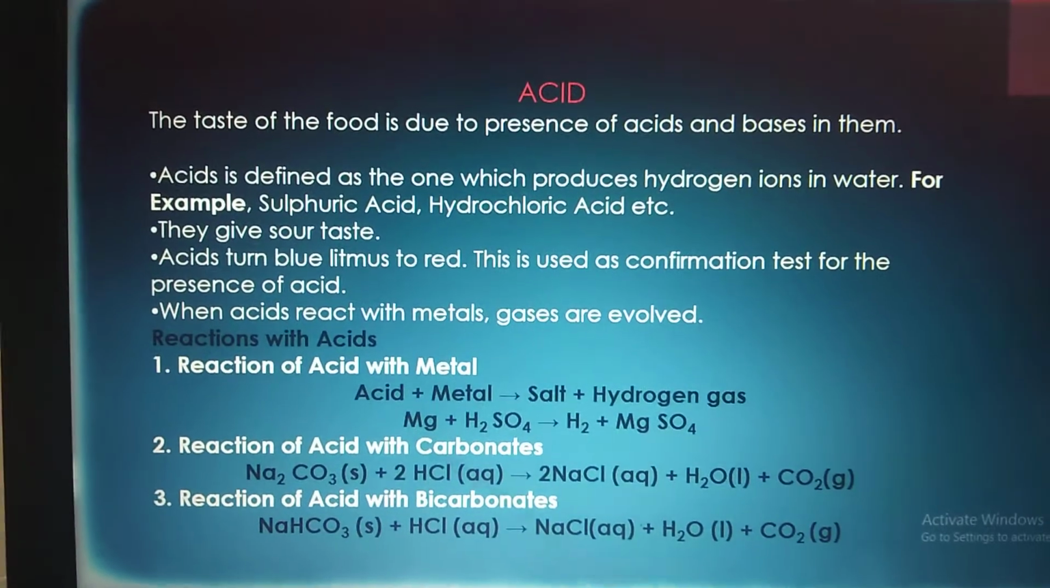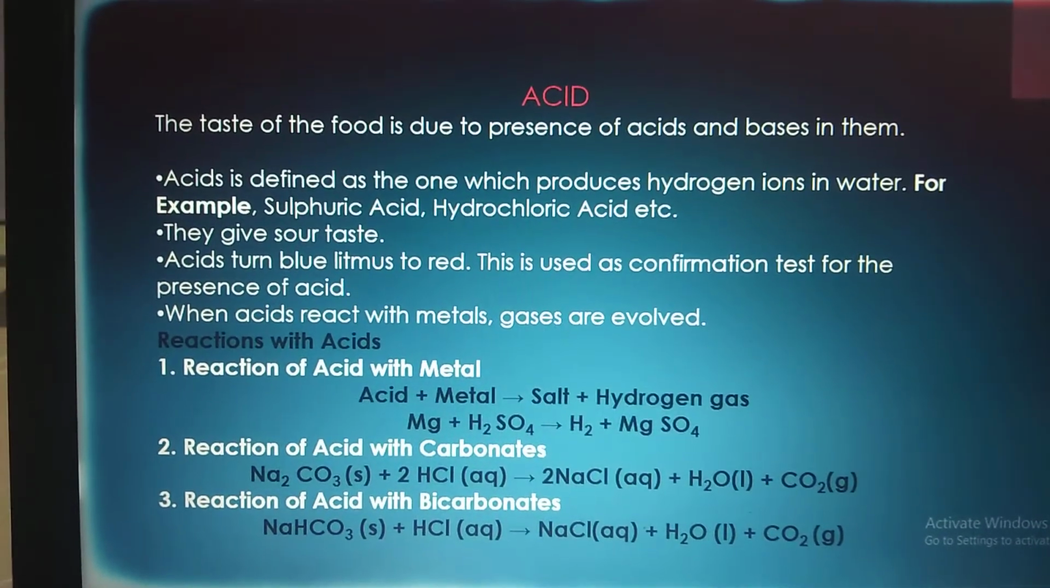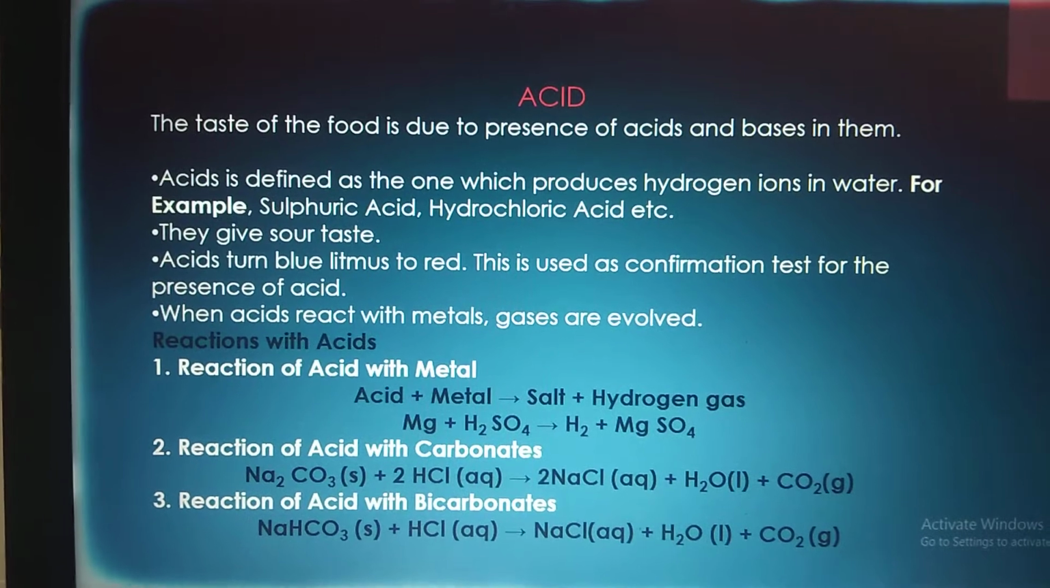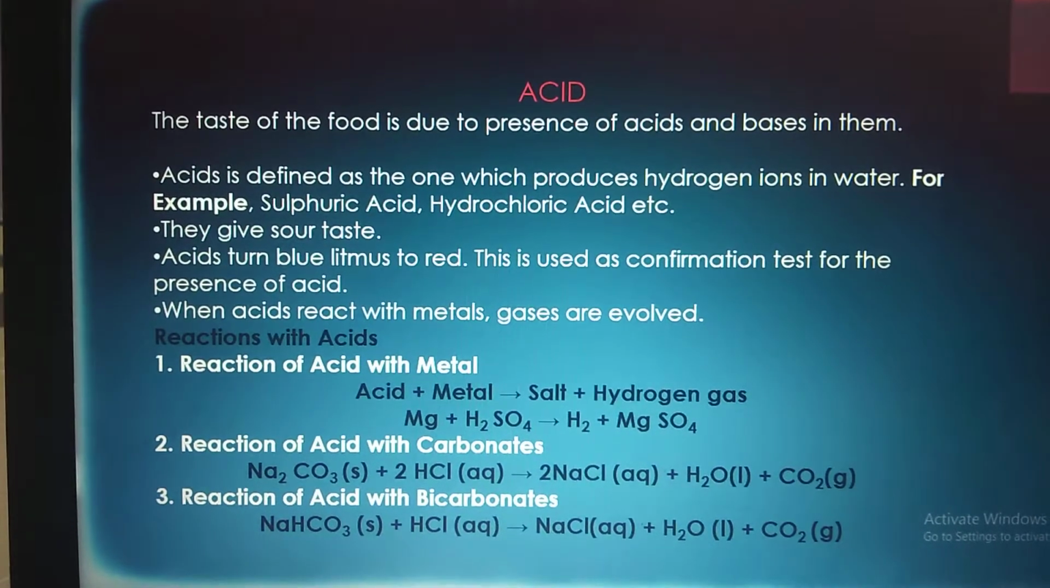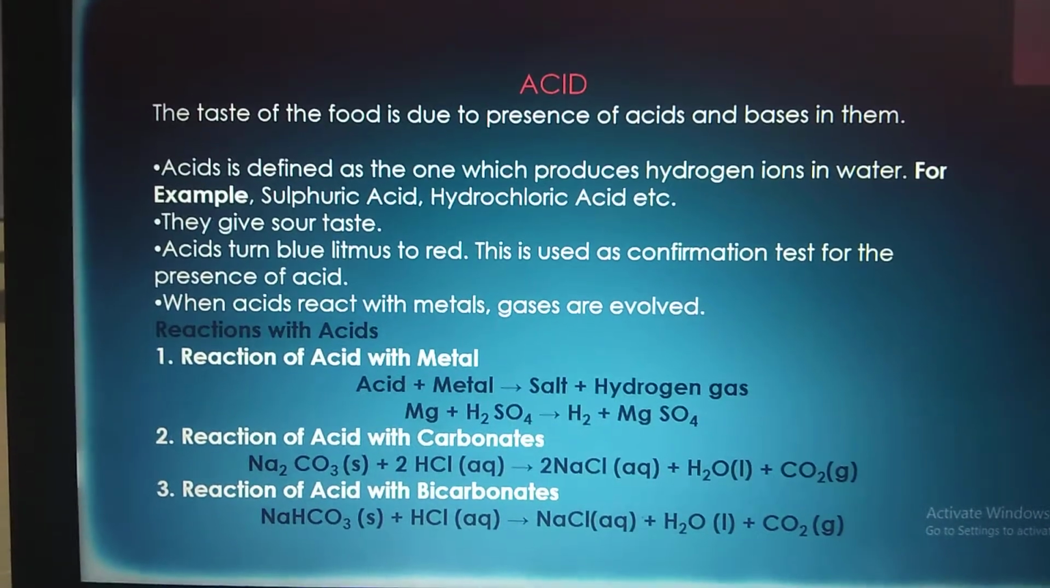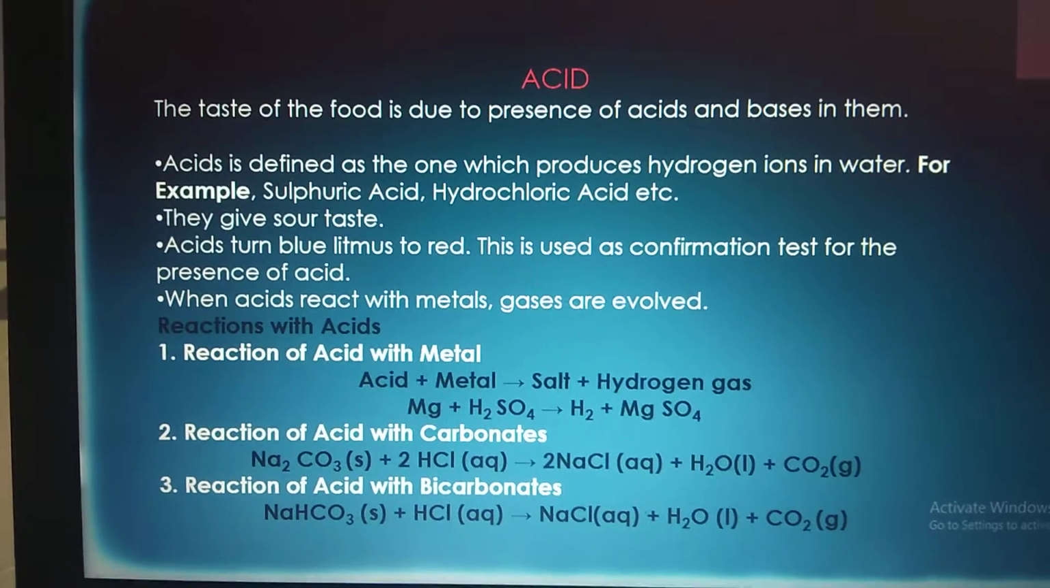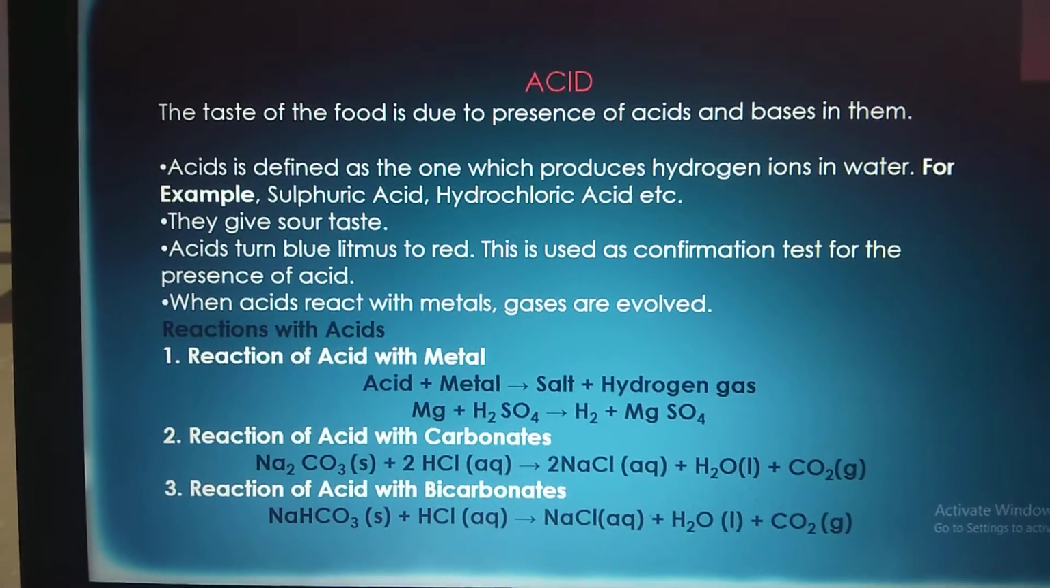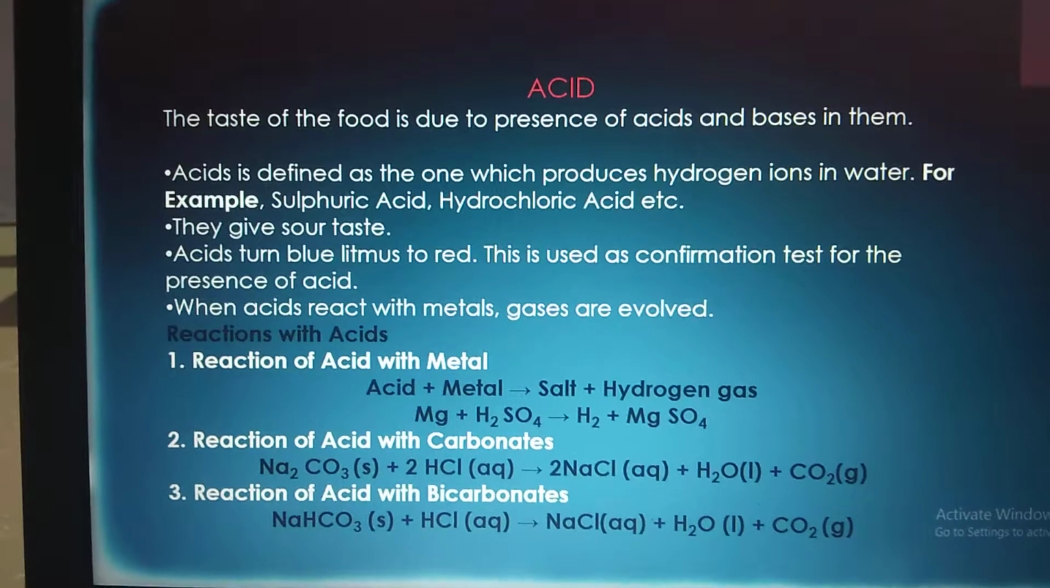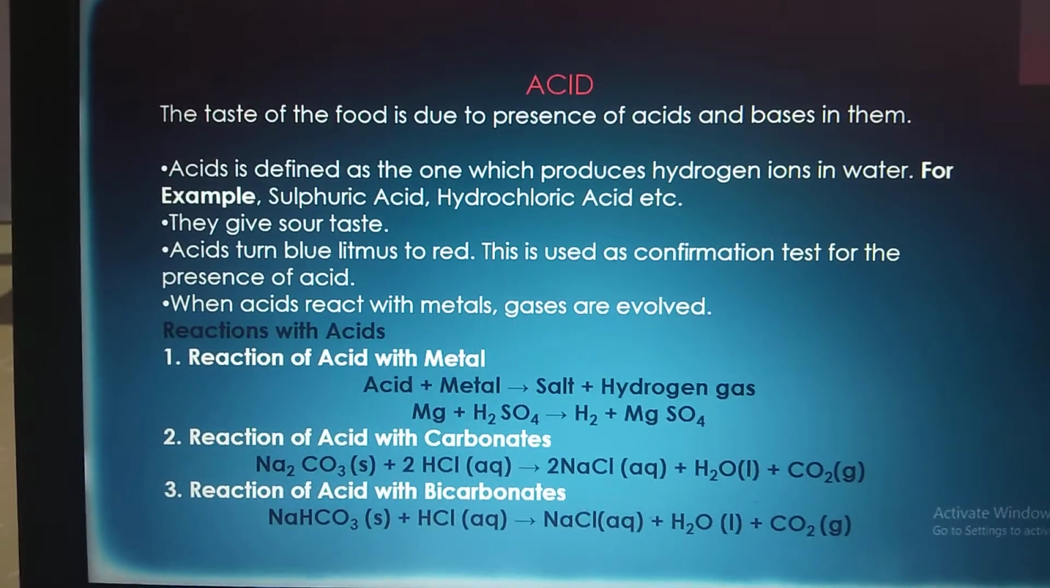What is acid? Acid is a sour substance. The taste of the food is due to presence of acid and base in them. Acid is defined as one which produces hydrogen ions in water. For example, sulfuric acid, hydrochloric acid. Sulfuric acid is known as the king of acids.